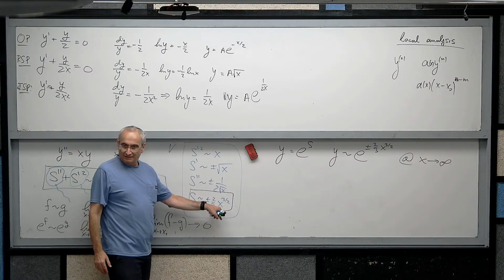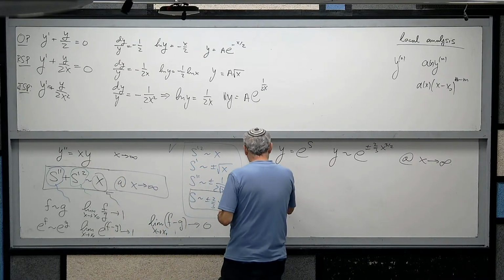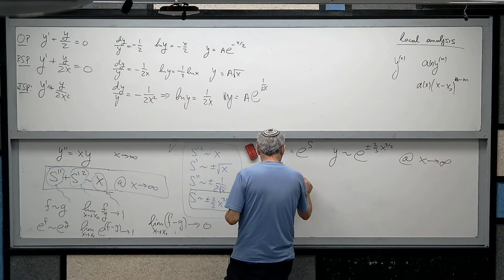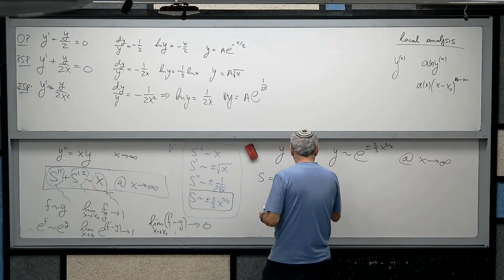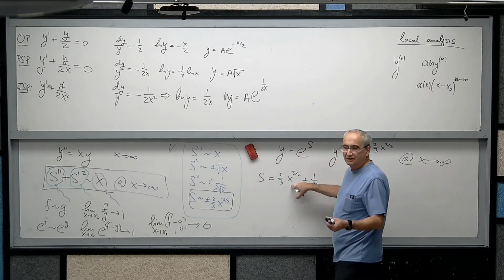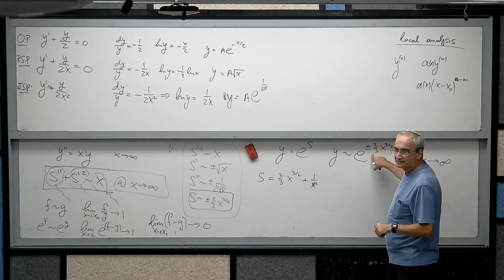If S is 2/3 x to the 3/2 plus 1 over x to the 4, then S is asymptotic to this as x goes to infinity, and also I can do this.